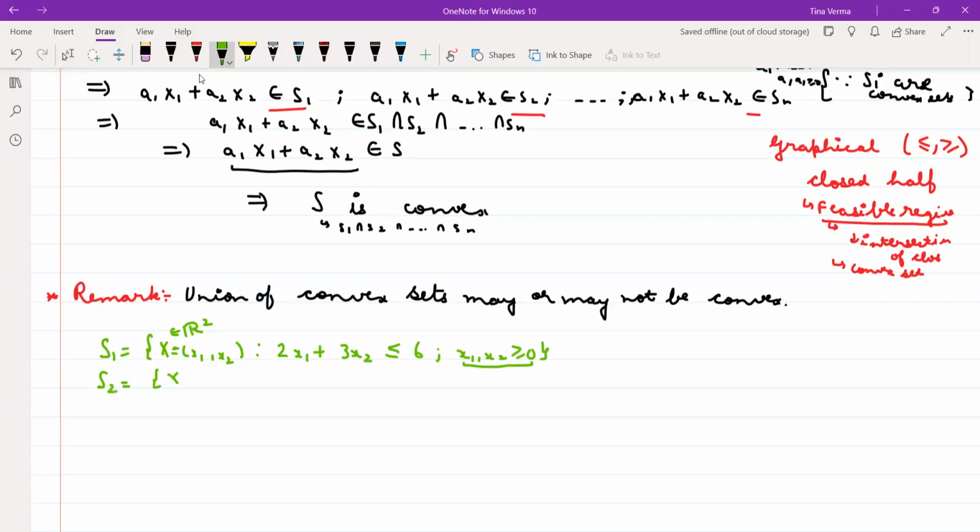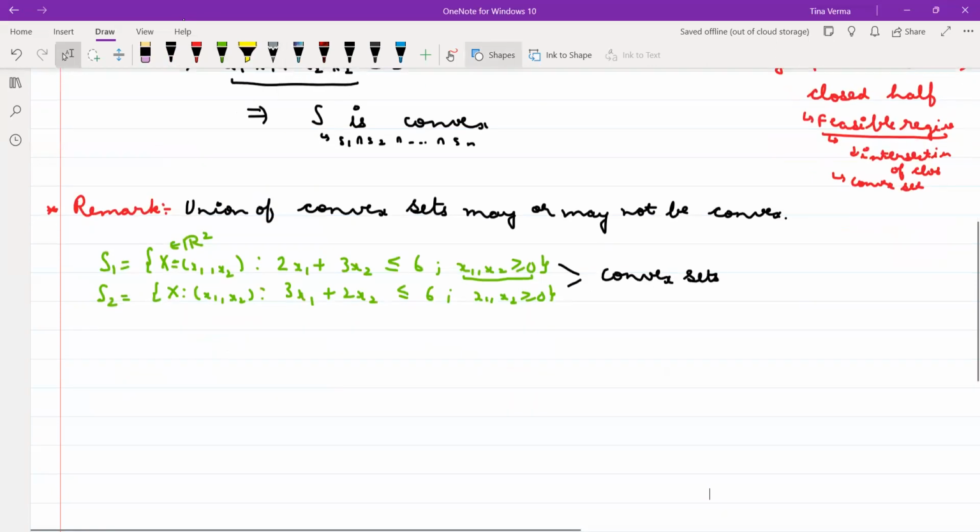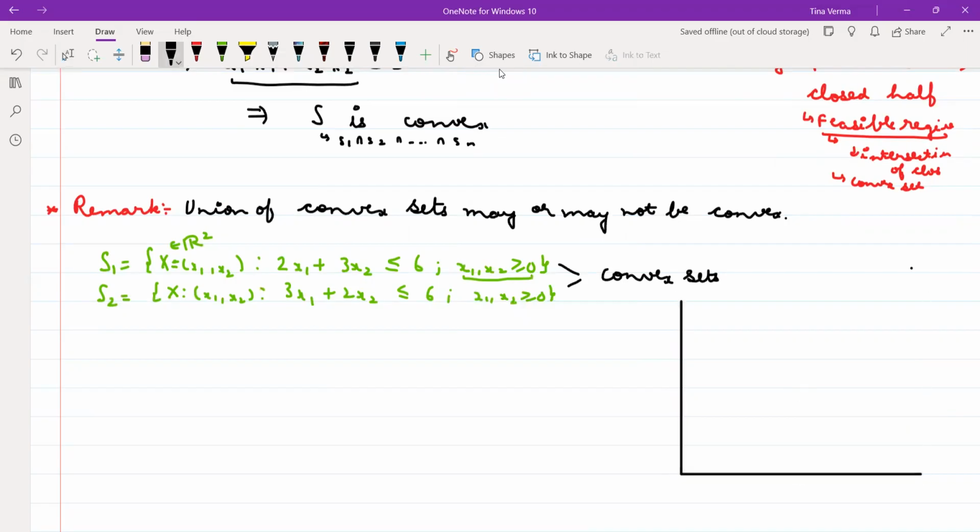So S2, again you can take any 2 points x1 and x2, that you take 3x1 plus 2x2 less than or equal to 6, and you take x1 and x2 greater than or equal to 0, right? You can notice there, this is a convex set. Both of these are convex sets, right? Either you can prove it graphically or you can prove it mathematically. If you want to prove it graphically, how will you proceed? You take 2 points to draw the constraints.